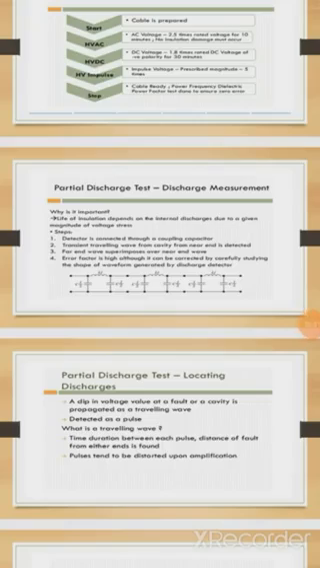Partial discharge test. Discharge measurement. It can be described as a small electrical spark that occurs in stator winding whenever there are small air gaps or voids around the insulation. Once the sparking occurs, the stator winding starts to deteriorate.